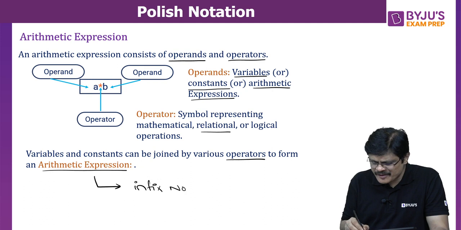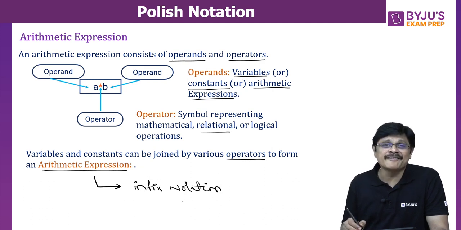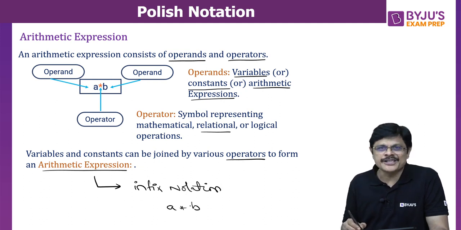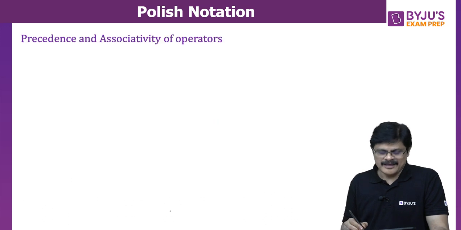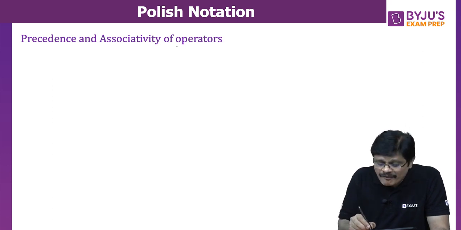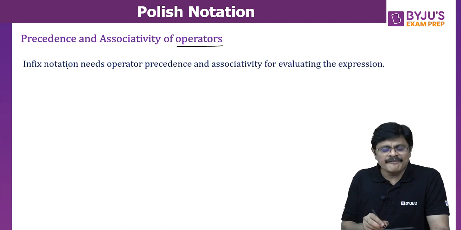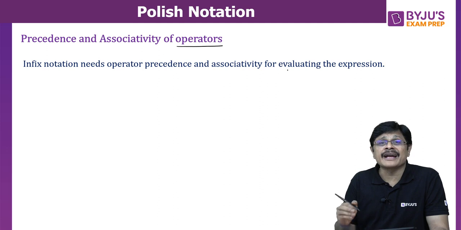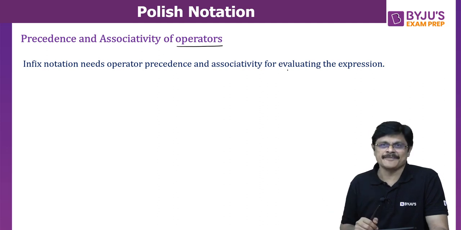That is, the notation which we use is given a special name and we call it infix notation. Even this A star B is infix notation, my dear friends. But for using this infix notation, we need to know the precedence as well as associativity of operators. So infix notation needs operator precedence and associativity for evaluating the expression.